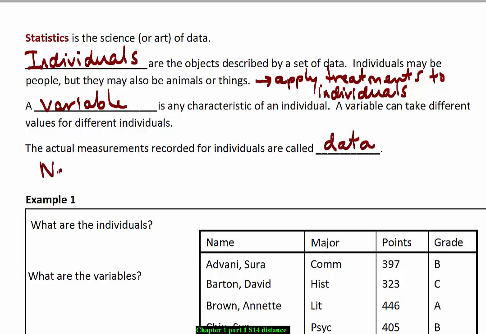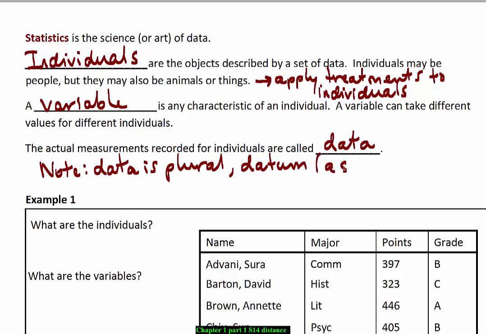Note that data is the plural form of the word, and the singular version of data is datum. Datum is a single data point. Now most people, when they're discussing a single data point, call it a single data point or a single observation. However, you're going to see the word datum at some point in your life, and I wanted you to know what it was. So datum is just another way to say a single data point in a data set.